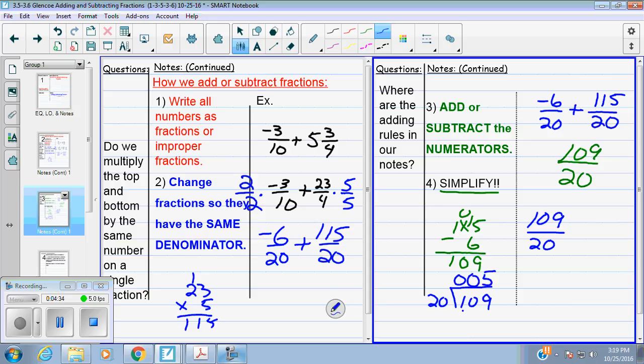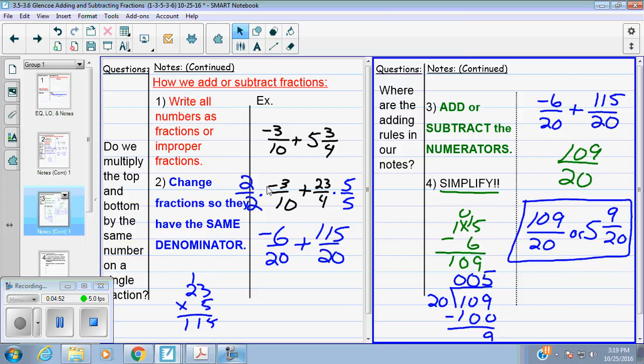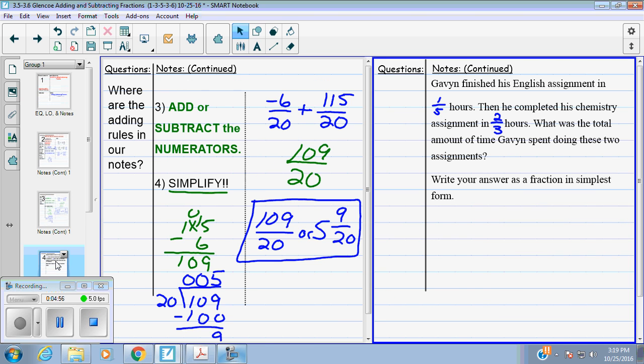Yeah, it's 5 times. And how much is left over after we do that? 9. So the answer is 109 over 20, or 5 9/20. I prefer the improper fraction, but I like to have you prepared just in case Alex wants to get you the mixed number. So moving on, can you pause here and copy this problem down?